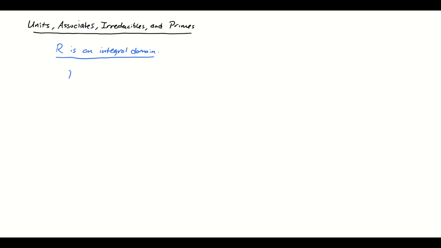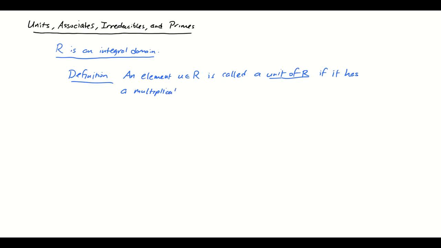All right, here's the first definition. And you may have seen this one before because we've used it a couple of times, this word. An element U in R is called a unit of R if it has a multiplicative inverse in R. And that's it. That's the first definition. So any element of R, an integral domain, that has a multiplicative inverse is called a unit.